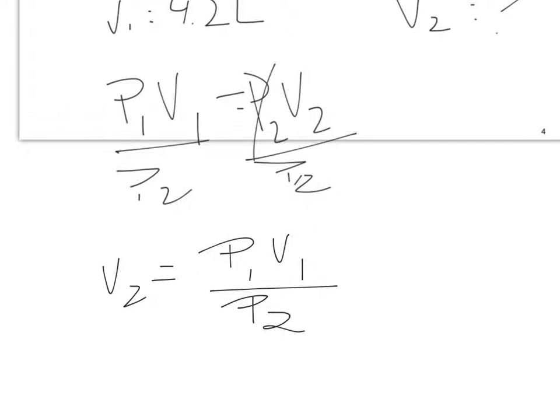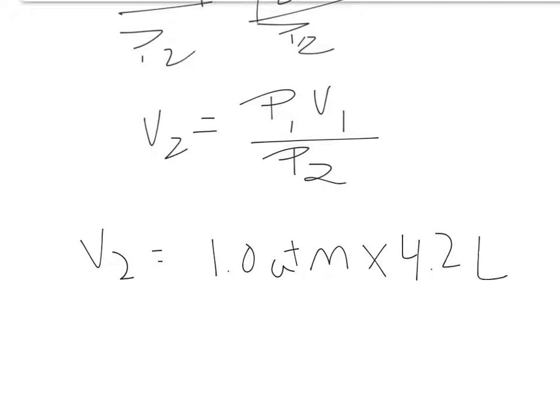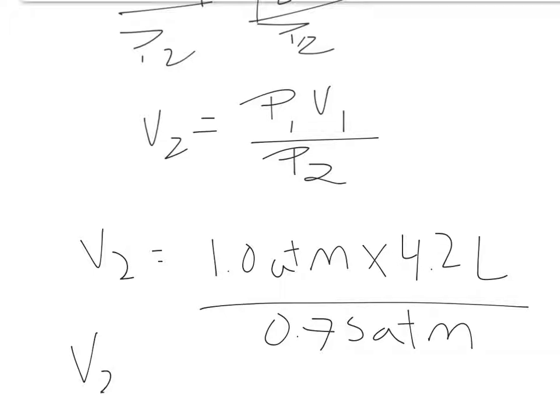Now we substitute our values there. And we write V2 equals. The initial pressure was 1 atm. The initial volume was 4.2 liters divided by 0.75 atm, which is the final pressure, and V2 equals 5.6 liters.